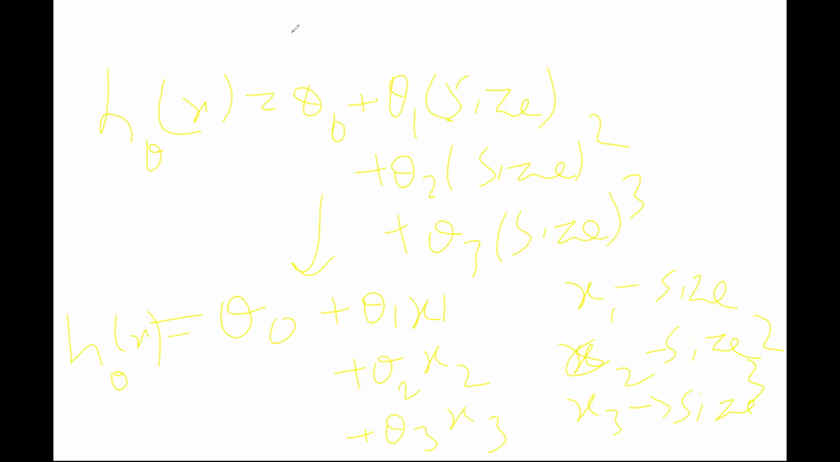Now there is one problem also. If you are doing the square or cube of size, what will the values be in this case? You already have sizes in the thousands, and if you do the size squared, it will become 1000 into 1000. Then the cube term will become like this.